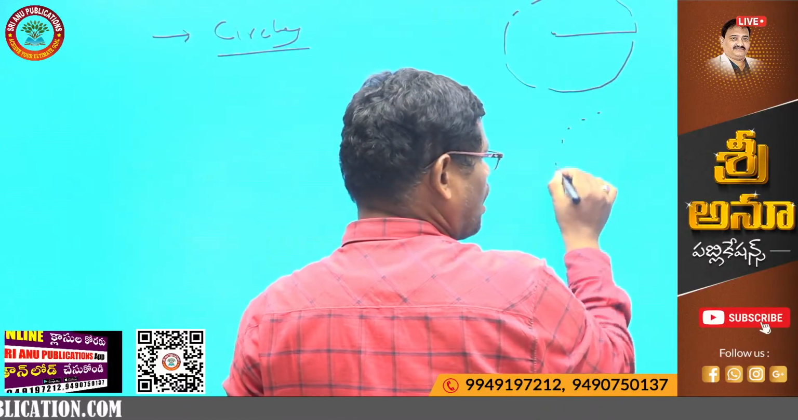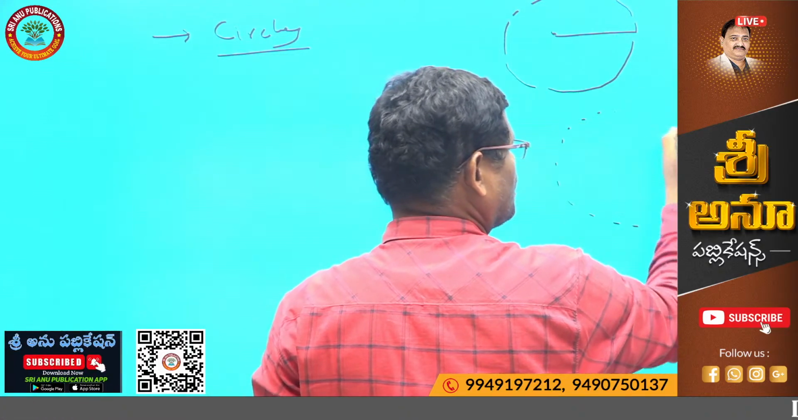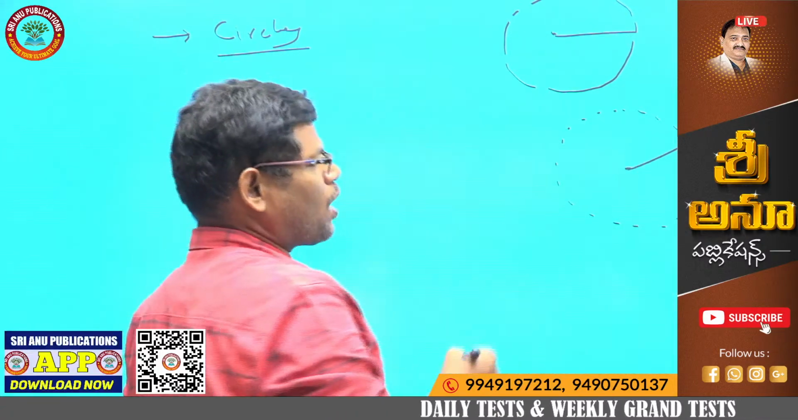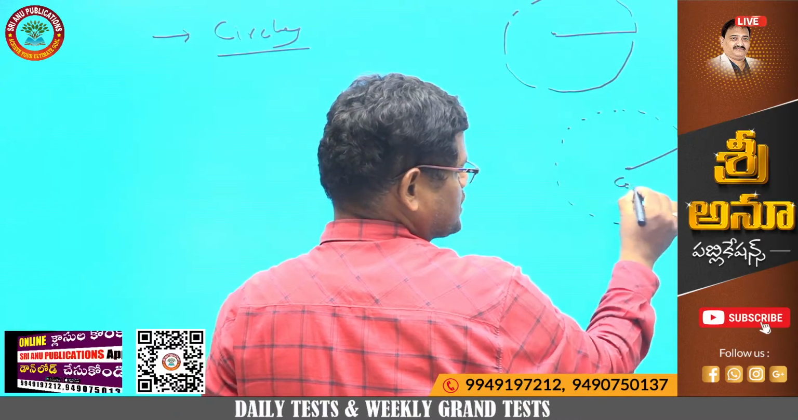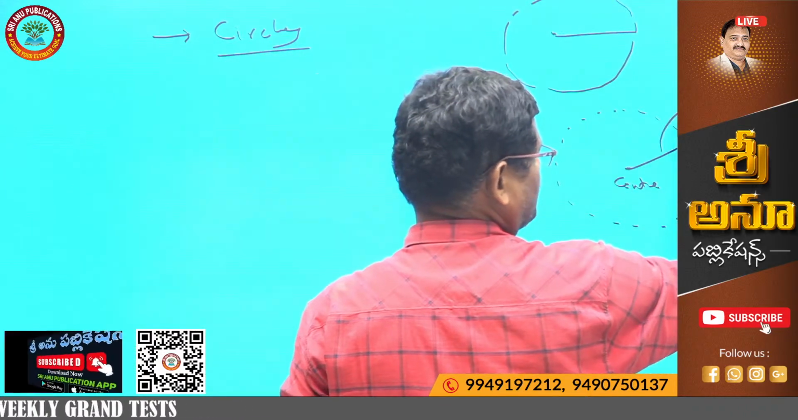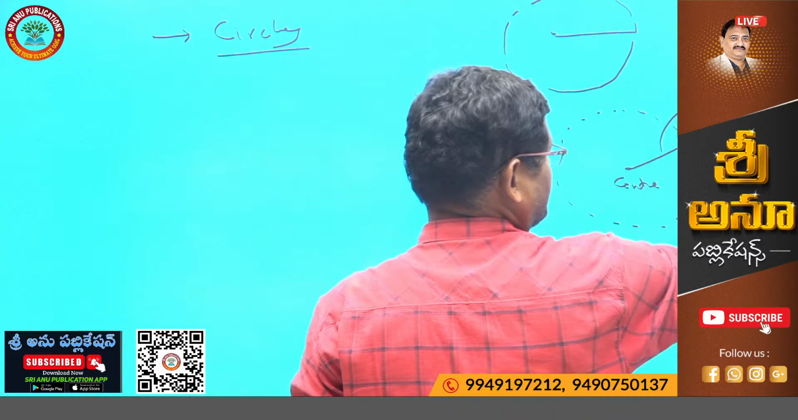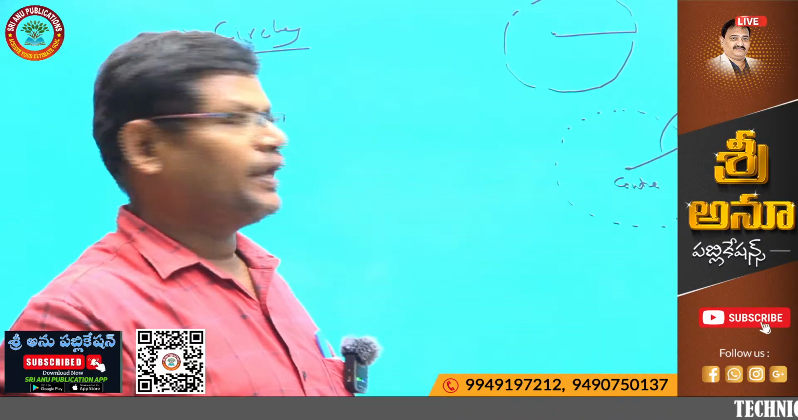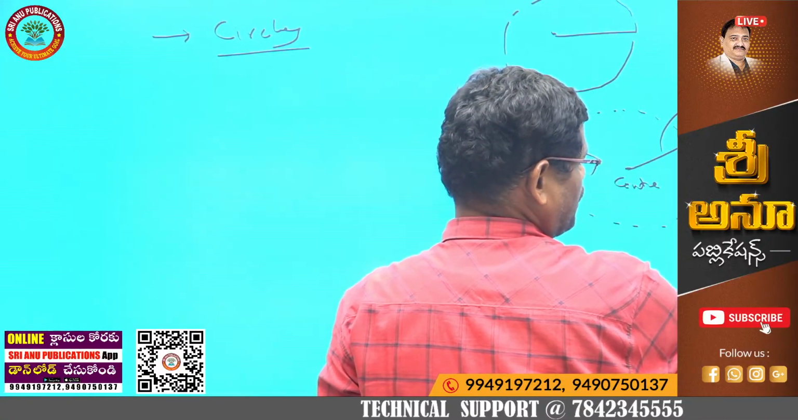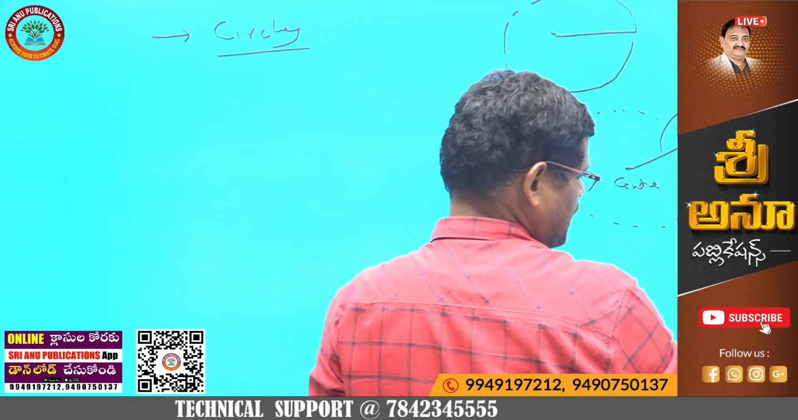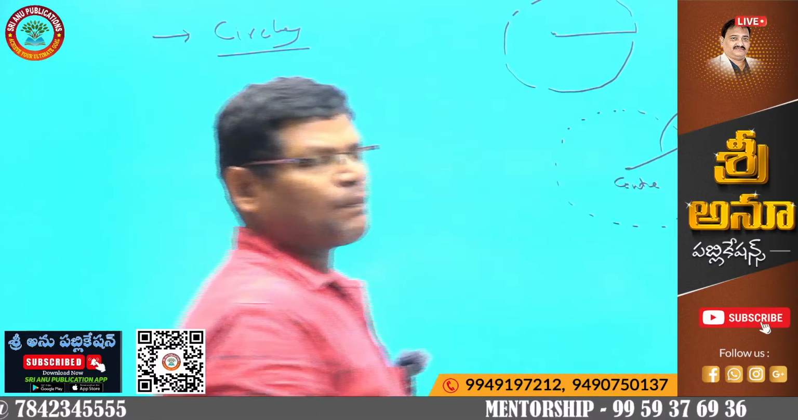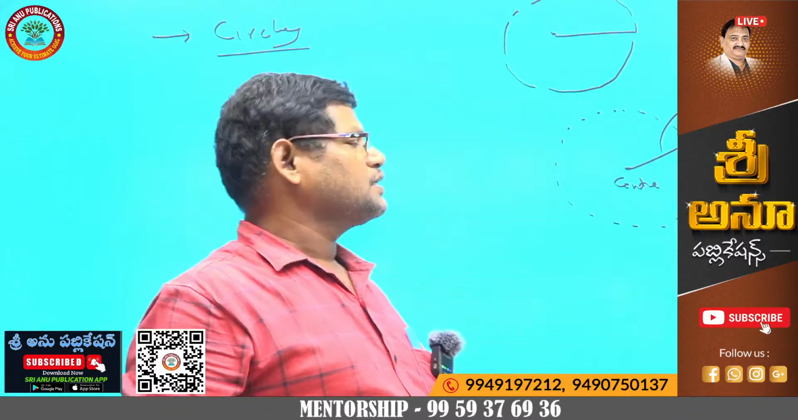We are collecting all the points at a fixed distance from a fixed point. The fixed point is called the center, and the fixed distance is called the radius. The path is called the circle. The length of the circle, the path of the circle, is called the circumference.